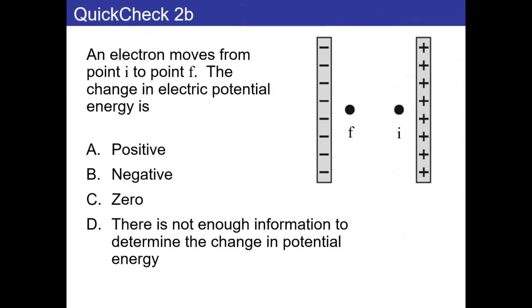Okay, so let's try out this one here. I have an electron. It's moving from point I to point F. It's in between two large, charged parallel plates in a capacitor situation. What is the change in the electric potential energy? Is it positive? Is it negative? Is it zero? Or is there not enough information to say? Okay, again, electron moving from point I to point F. What is the change in electric potential?